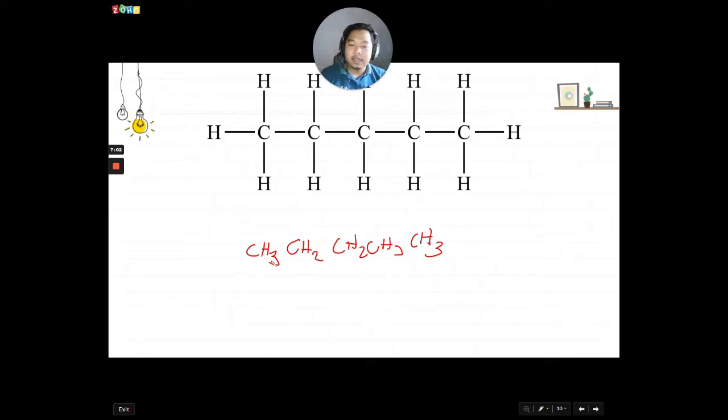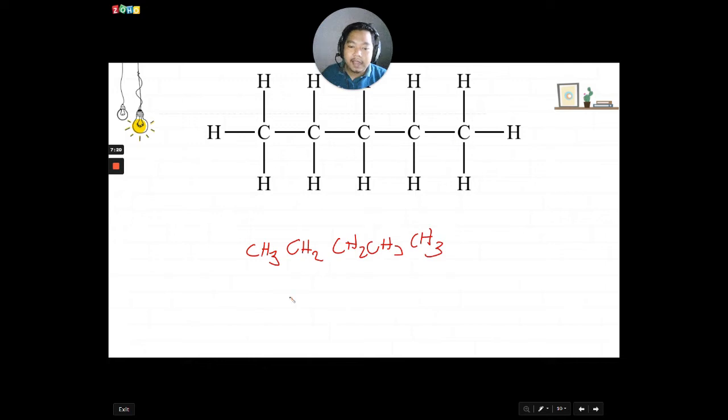If you notice, there are 3 hydrogens on the terminal carbons, meaning at the end of the chain, and 2 hydrogens in the middle. So that's how you draw a structural formula. We also learned in the last video how to draw it in a skeletal form.